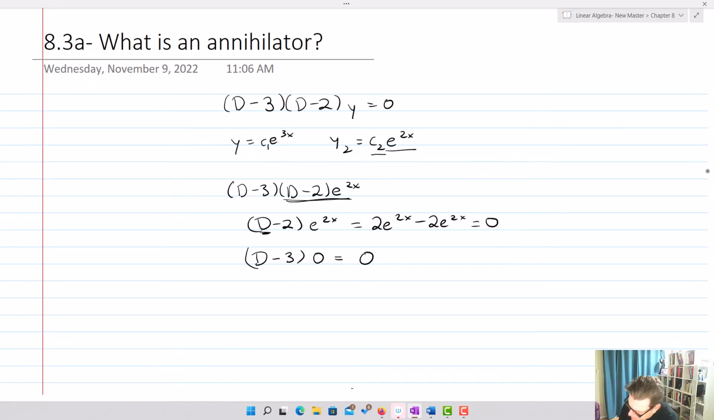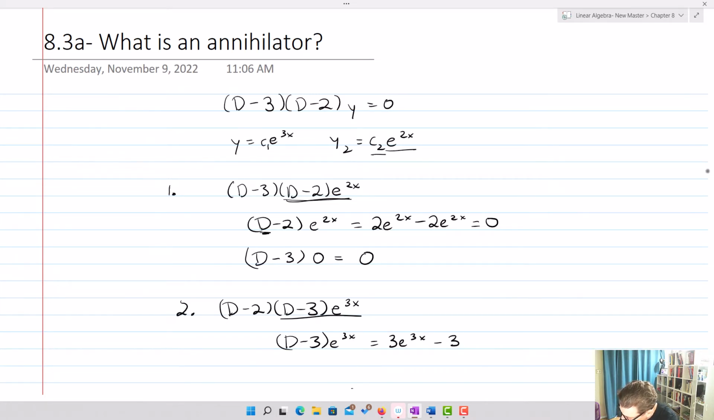Conversely, if we switched it around, we could actually do this. We could take (D - 2)(D - 3), okay? Same differential equation. We can do that because we're looking at constant coefficients. Now we operate on e^(3x) by (D - 3) first. So (D - 3)e^(3x) ends up equaling 3e^(3x) minus 3e^(3x), and that ends up equaling 0 as well.